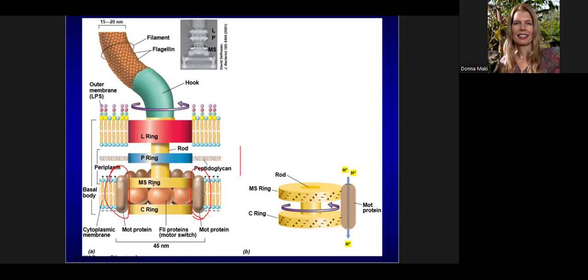Then that rod needs to connect smoothly to help maximize rotation and the force and everything. So they have a special hook region that's kind of curved. And that's just to help with getting the filament and getting the torque force to work correctly.